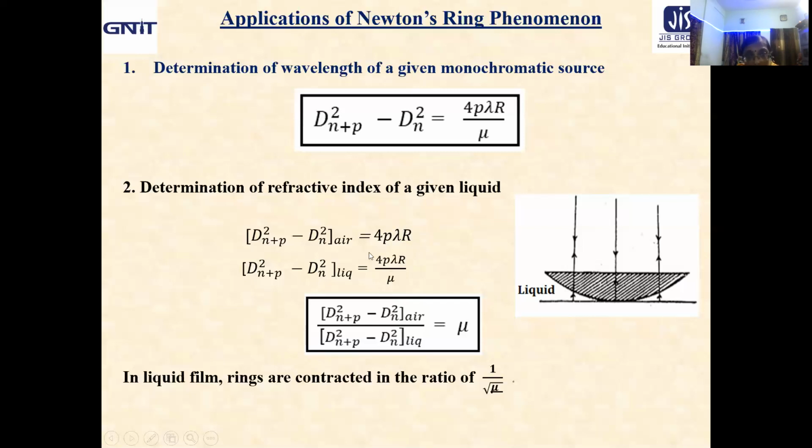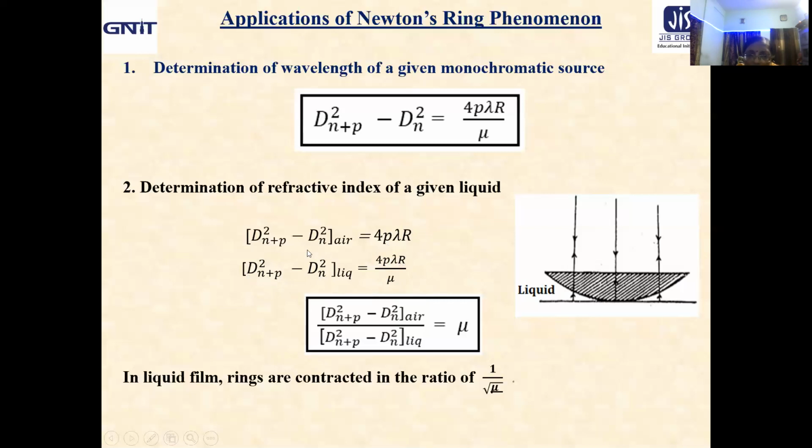Please note it carefully. Now, repeat the experiment, but replace the air film by a liquid film. How to do that? Inject a few drops of liquid in the space between the lens and the glass block. That means the air film will now be occupied by the liquid film. Then what about the formula? d(n+p) square minus dn square in liquid equals 4p lambda R by mu. Now look here. The same rings' diameter you have measured, but in liquid film. Clear? p is known to you. Mu you will determine. Lambda and R may not be known.